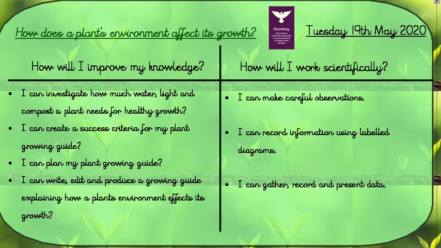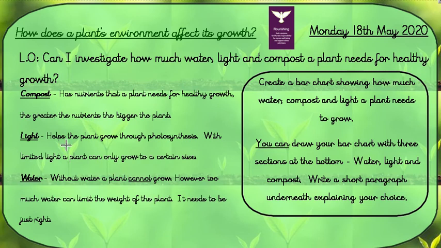As you know, we've been looking at how a plant's environment affects its growth, and yesterday we investigated how much water, light and compost a plant needs for healthy growth. And just leading on from that, and something that perhaps we didn't quite have time to cover yesterday, we saw that the more light and compost we used, the healthier the plants grew.